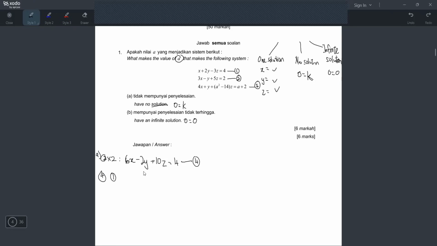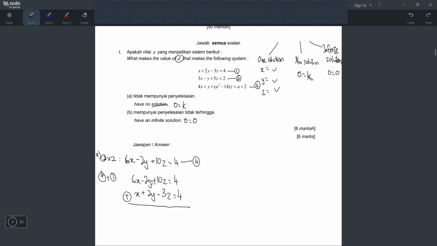That means we do elimination. So equation 4 is 6x minus 2y plus 10z equals 4, and then equation 1 is x plus 2y minus 3z equals 4. So we have two equations here. Now what we do is the elimination. The elimination means I will add, because I'm trying to eliminate y, right?